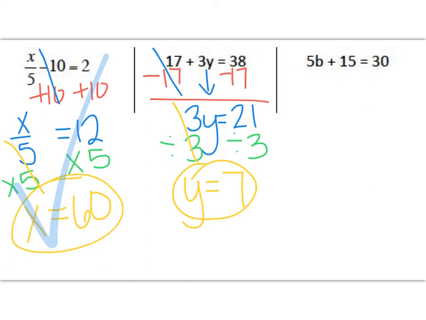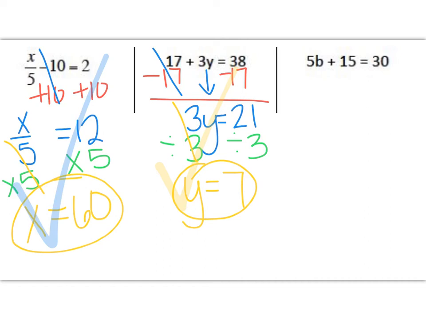So let's see if that works. So in order of operations, I would need to take this 7, plug it in up here, and multiply first. 3 times 7 is 21, and 21 plus 17 is 38. So this gets a great big check. Okay, let's look at our next one.